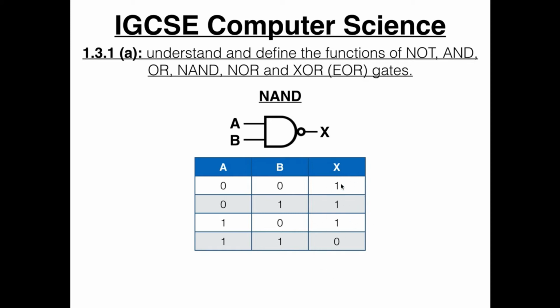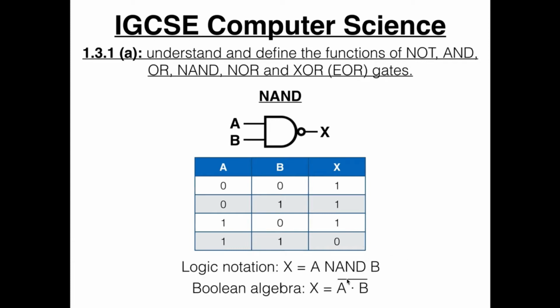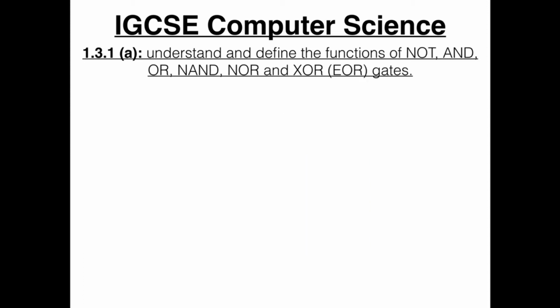So the AND gate's truth table would be 0, 0, 0, 1, but the NAND gate's truth table would be 1, 1, 1, 0. And the logic notation was obviously this. Boolean algebra would be this. So just the A dot B would be an AND, so we just stick a dash on the top of it to make it NAND. So it's NOT AND. It works like that.